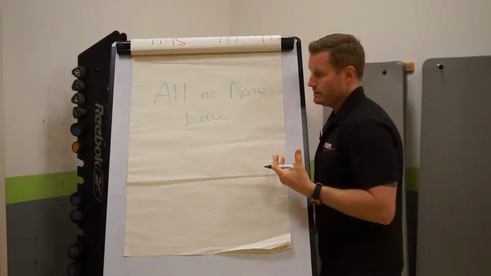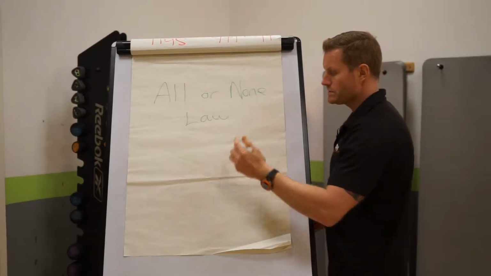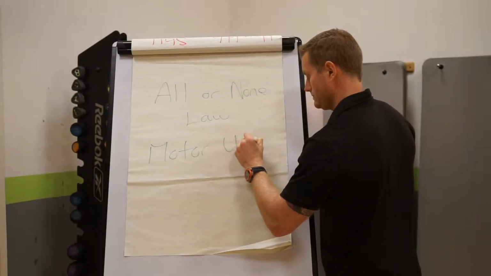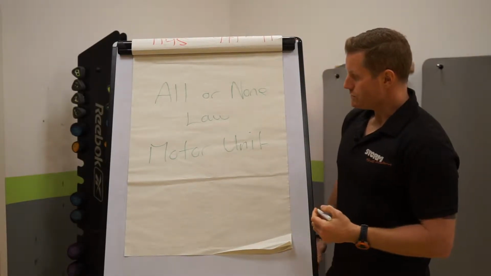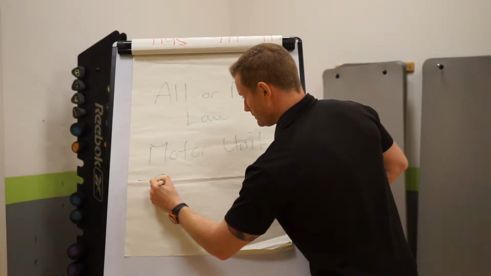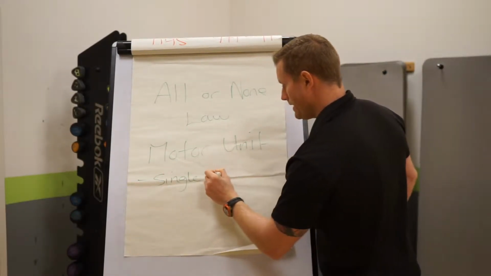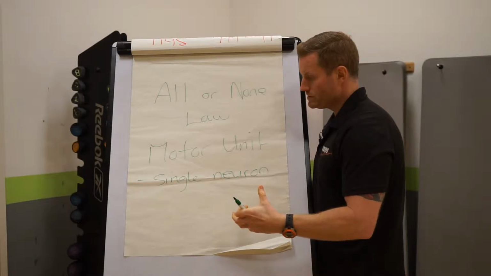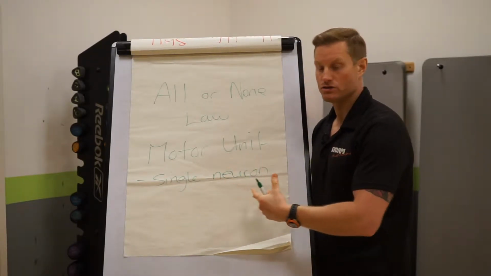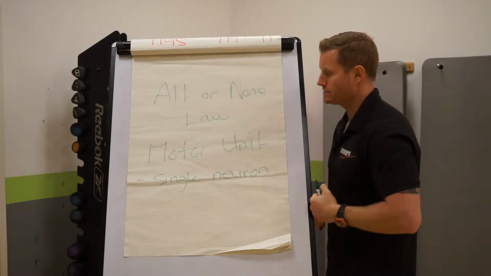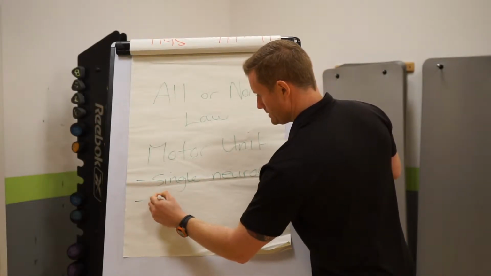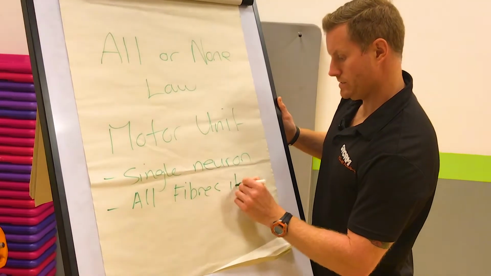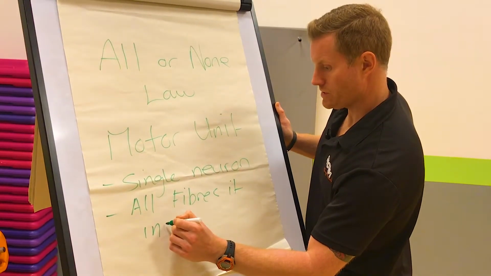And there's another term that kind of goes with this, and that's called a motor unit. So a motor unit is a single neuron and all of the muscle fibers that it initiates or stimulates or causes to contract. So a single neuron and all fibers, let's go with innervates.